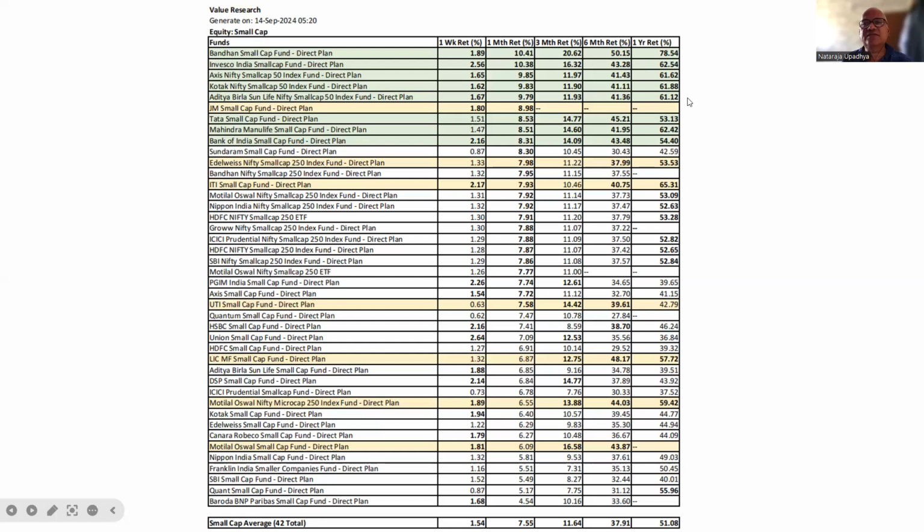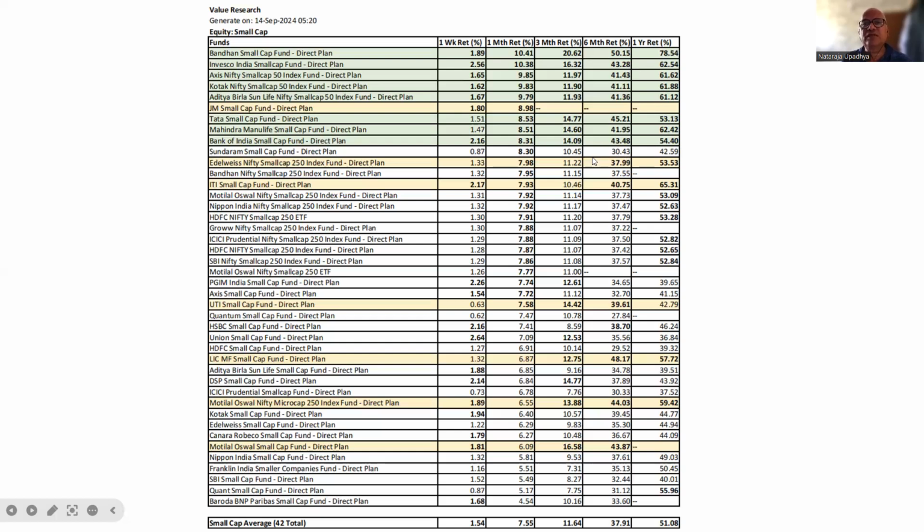Axis Nifty Small Cap 50 Index Fund, 61.62%. Kotak Nifty Small Cap 50 Index Fund 61.88%. Aditya Birla Sun Life Nifty Small Cap 50 Index Fund 61.12. Tata Small Cap Fund 53.13. Mahindra Manulife Small Cap Fund 62.42%. Bank of India Small Cap Fund 50.40.